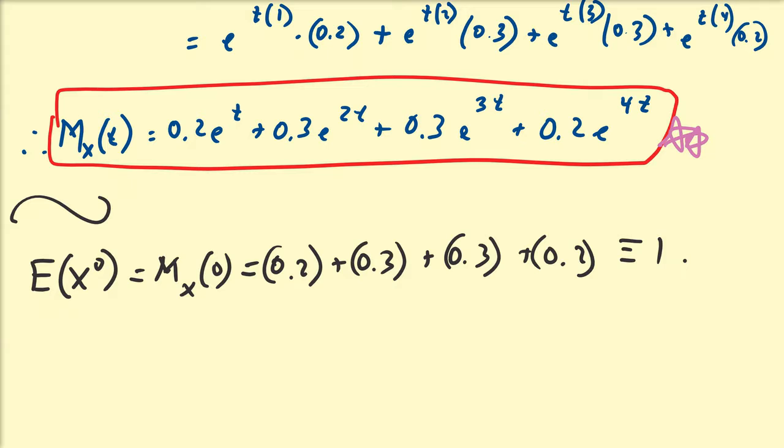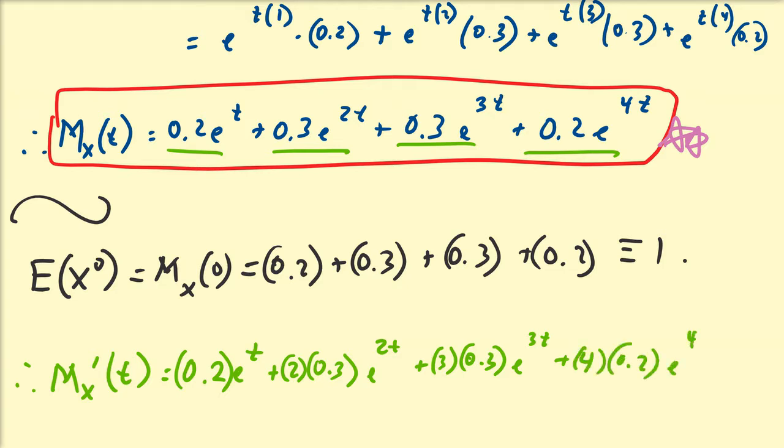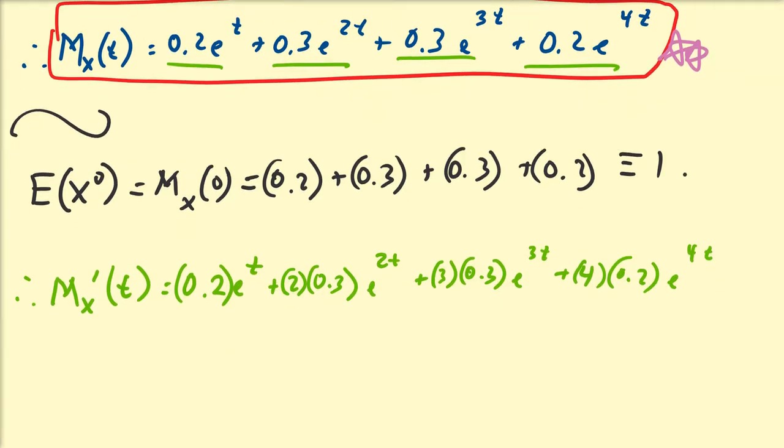So let's first off take the derivative of our moment generating function. The first derivative of our moment generating function with respect to t is going to be equal to, the derivative of the first term is just going to be 0.2 e to the t. The derivative of the next term by the chain rule is going to be 2 times 0.3 e to the 2t. And then the next term by the chain rule is going to be 3 times 0.3 e to the 3t. And finally, this last term, we're going to have 4 times 0.2 e to the 4t. So that is the derivative of the moment generating function.